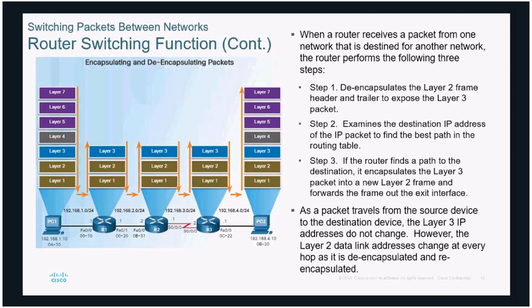So the layer 3 IP addresses don't change as it moves router to router, okay? But the layer 2 data link addresses change at every hop as it's de-encapsulated and re-encapsulated. That's what's changing as you go through. It's the layer 2 data link address.